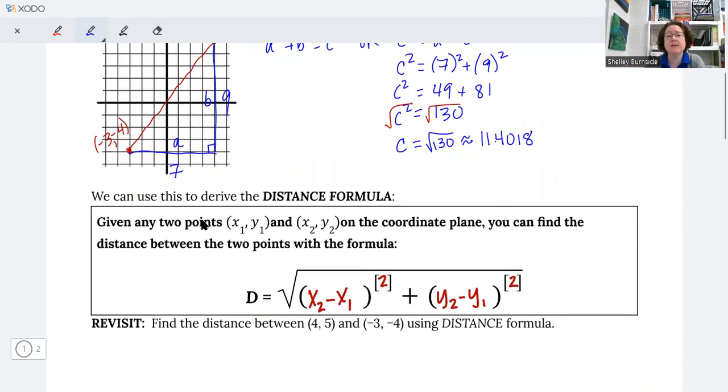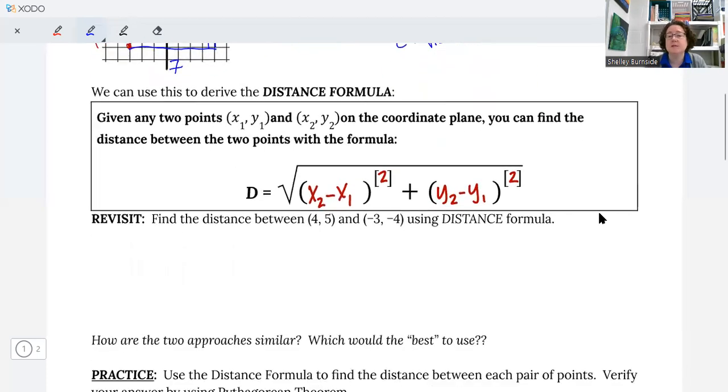So again, given any 2 points, x1, y1 and x2, y2, we can use the formula for distance between those 2 points as d equals, or distance equals, the square root of x2 minus x1 squared plus y2 minus y1 squared. So let's actually do the same problem we did last class with the same points, plug them into the distance formula, and then look at how that relates to the work that we did before.